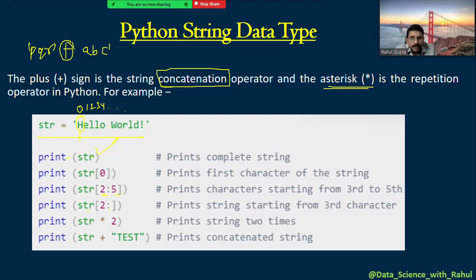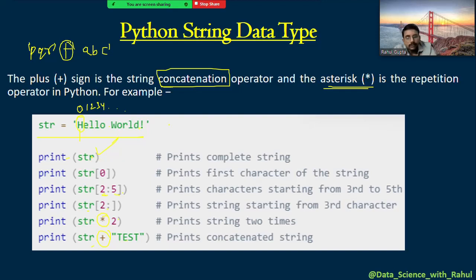Now string[2:] with a colon and nothing written after it means till the end, whatever is there, just print it. So print starting from the third character and then print everything. If I put an asterisk mark, that means repeat the entire string 2 times. So I will get hello world, hello world like that. String plus test: plus is the concatenation we just now discussed. So you will get hello world and then you will get test.